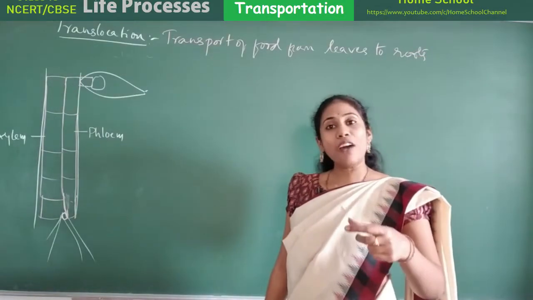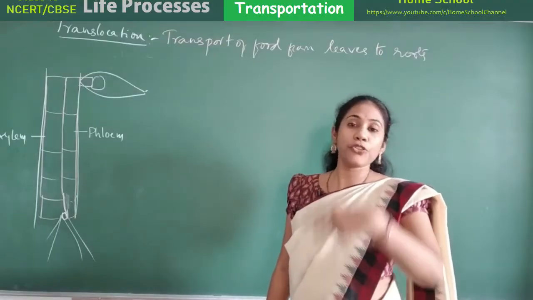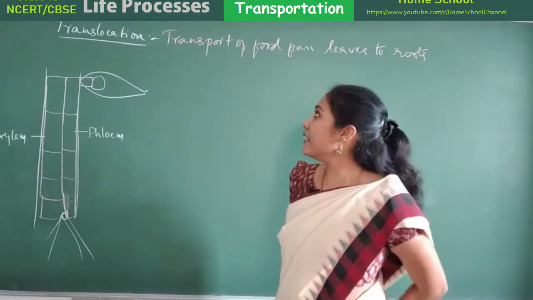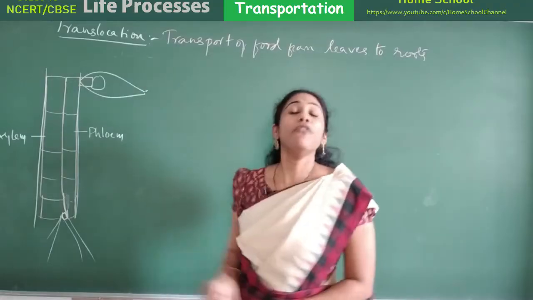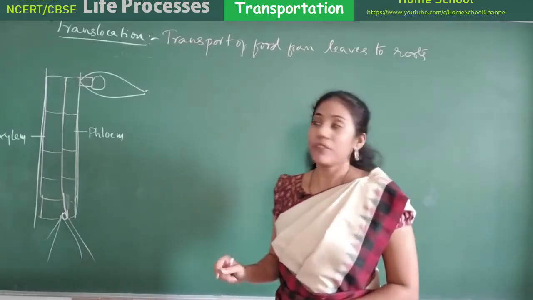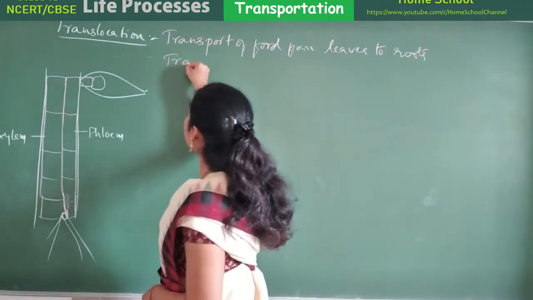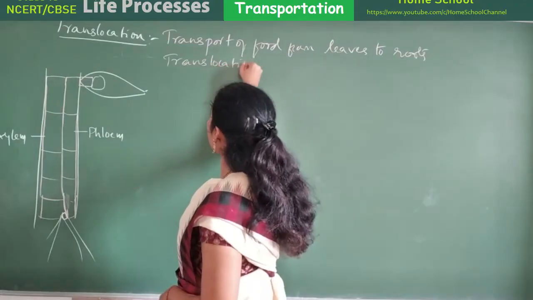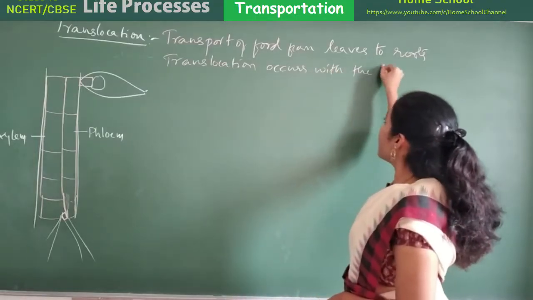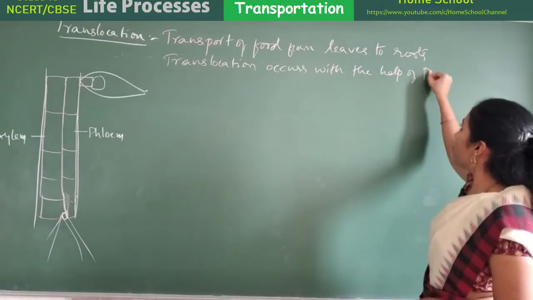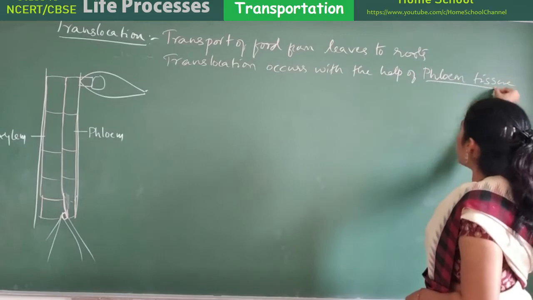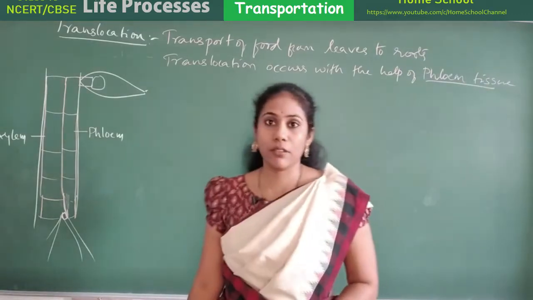Okay. So how did water go from roots to leaves? It is with the help of xylem tissue, isn't it? So similarly here, there is a tissue called phloem tissue. So phloem tissue carries food from leaves to roots. Okay, so translocation occurs with the help of phloem tissue.